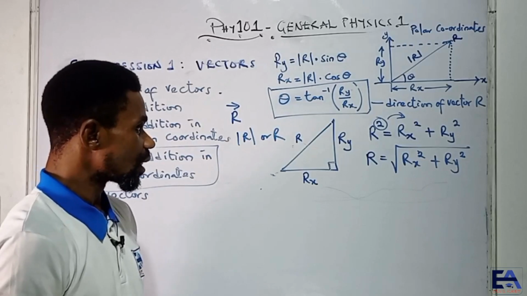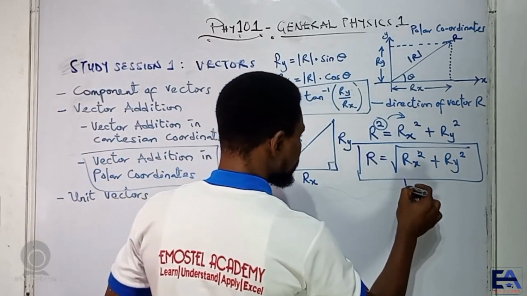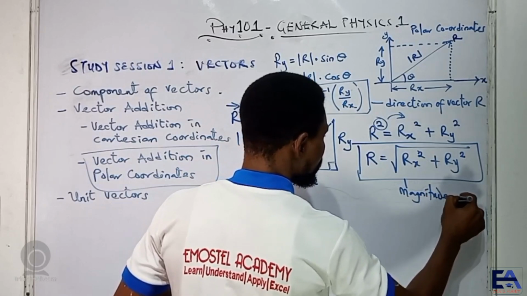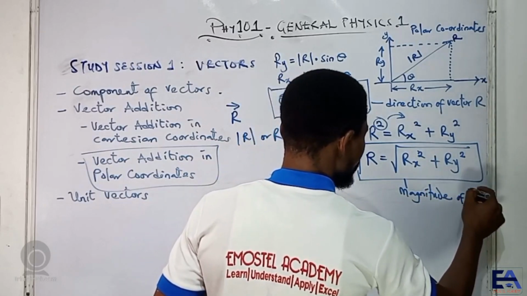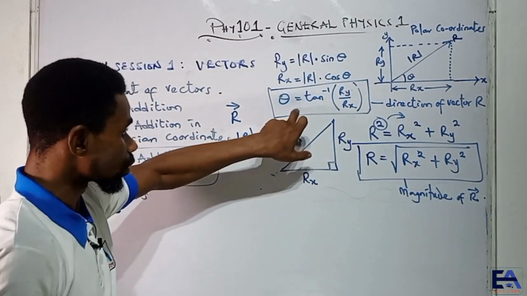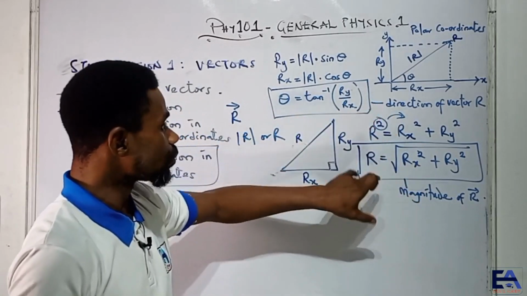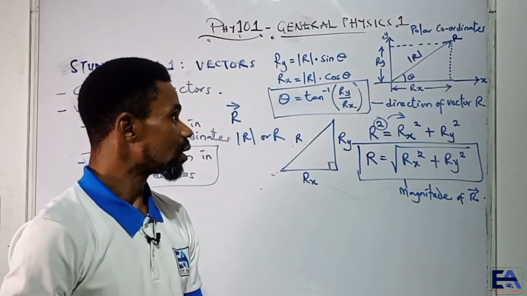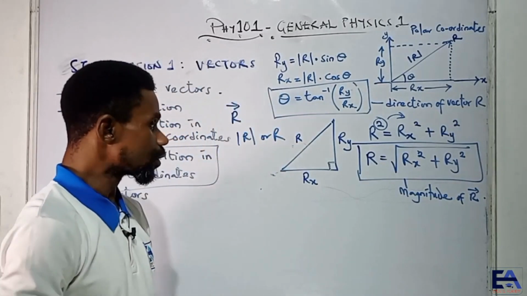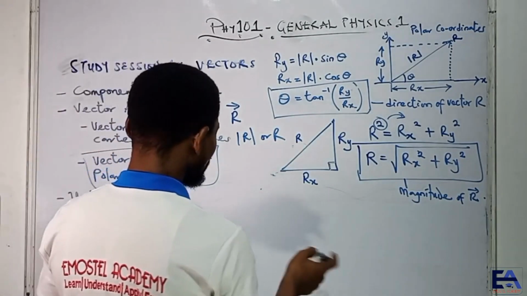Okay, so this one is the magnitude of the vector R. This is the formula for the direction of vector R, and this is the formula for the magnitude of vector R when we represent it in the form of polar coordinates. Do you understand? Good.